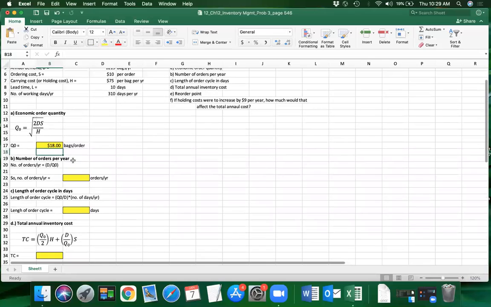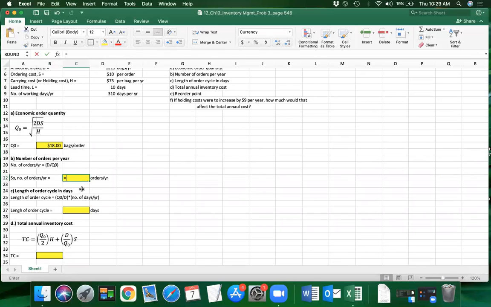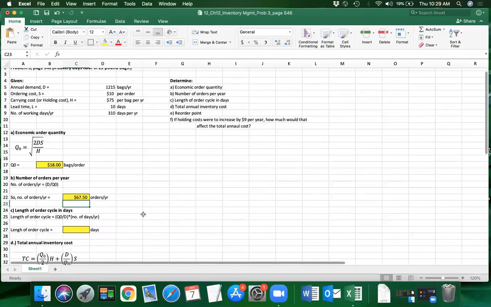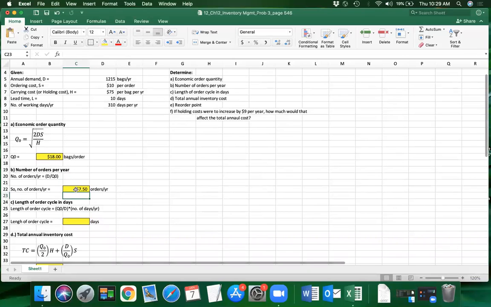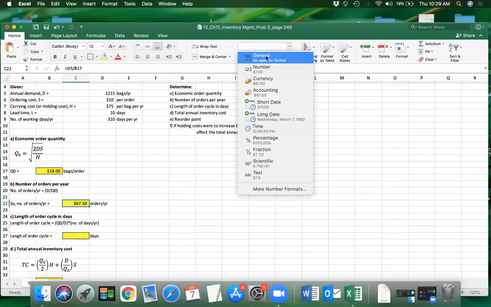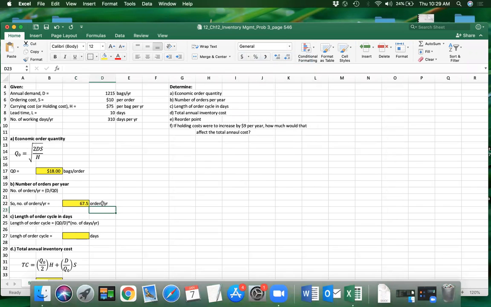Right now, with this order quantity, we want to find out how many orders we are going to place in a year, and the formula for that is D, the annual demand, divided by the economic order quantity. So that is equal to my annual demand divided by my economic order quantity. That's going to be 67.50. I'm sorry, it's not in dollars. So this has to be just a general number. So this many orders per year we are going to place.